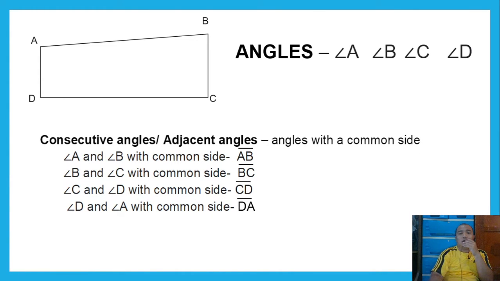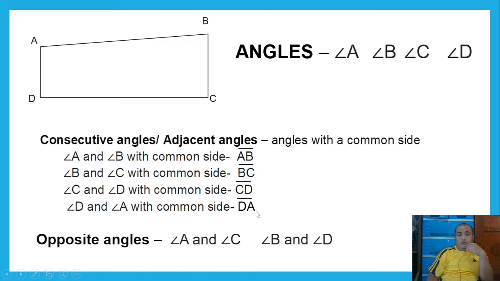What are the consecutive angles in the quadrilateral ABCD? Angle A and angle B, common side AB, segment AB. Angle B and angle C are consecutive angles, common side BC. Angle C and angle D are consecutive angles, common side CD. Angle D and angle A are consecutive angles, common side DA, segment DA. Now what are the opposite angles? Angle A and angle C are opposite angles. Angle D and angle B are opposite angles.